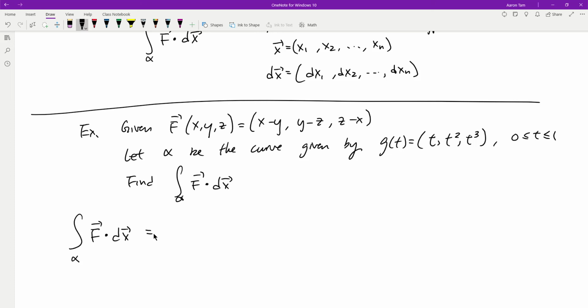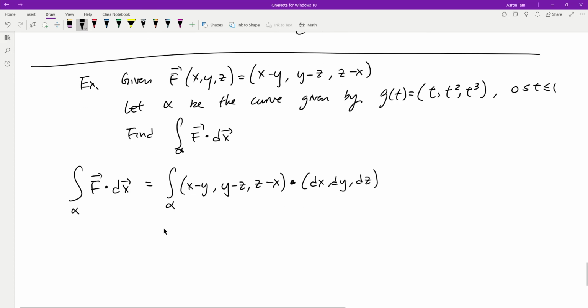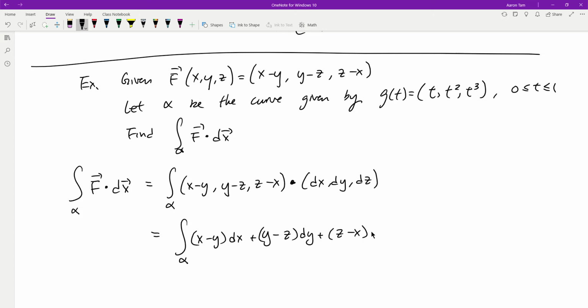In this case, because we are in R3, I have vector f to be x minus y, y minus z, z minus x. Dot product d vector x, where vector x is x, y, z, so d vector x will be dx, dy, dz. And now this comes out to be something extremely interesting that I want to point out. If I multiply this dot product, what I have is a line integral over alpha of x minus y dx plus y minus z dy plus z minus x dz.